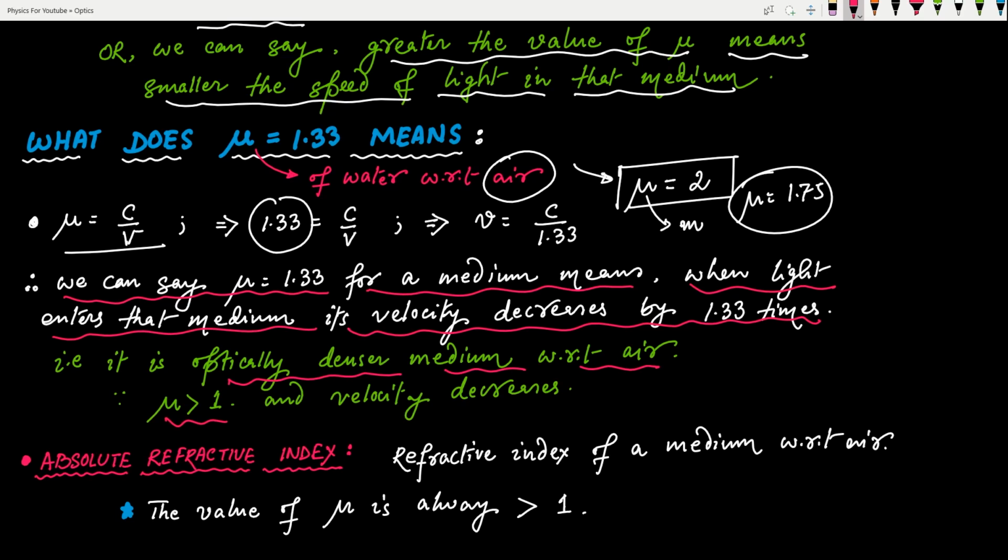Therefore, we can see that mu is greater than 1. We know that refractive index for a denser medium is always greater than 1. And hence, we can say that velocity will absolutely decrease. I hope this much is clear.